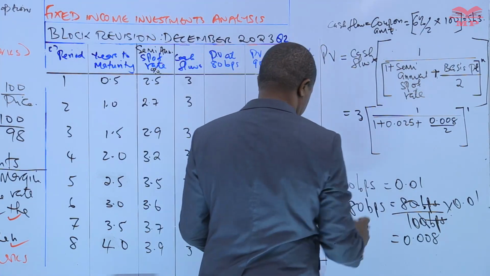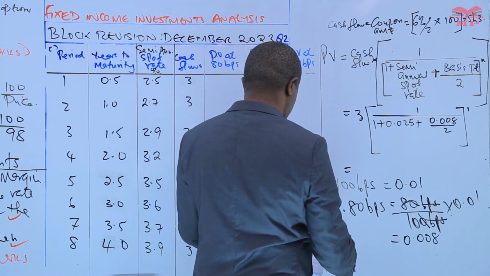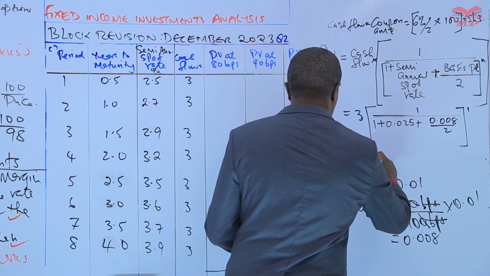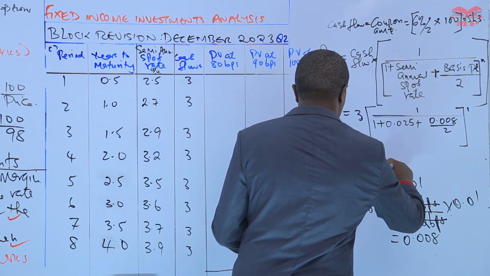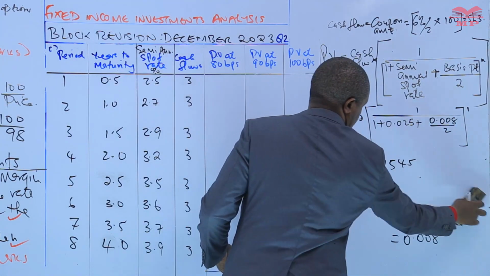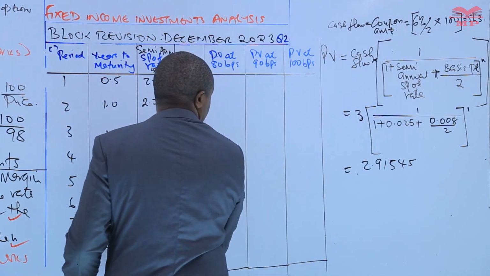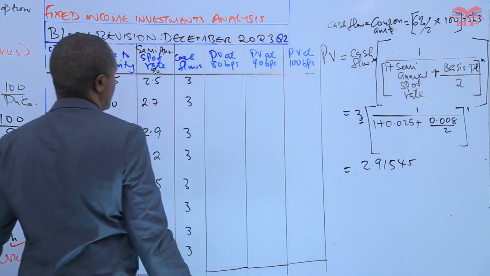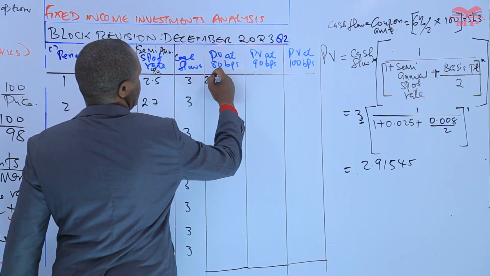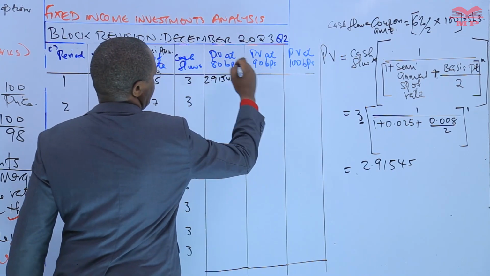So we are going to calculate that. I'm getting 2.91545. That is the present value of these 3 shillings, period 1, at 80 BPS. It's 2.91545.